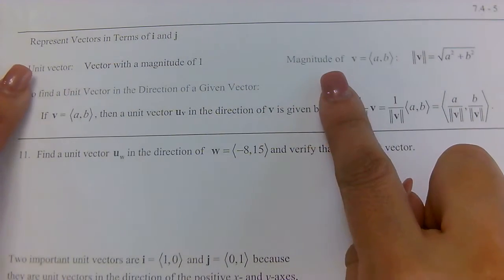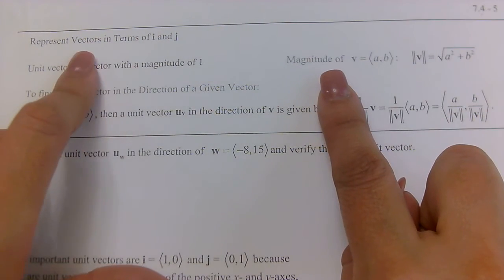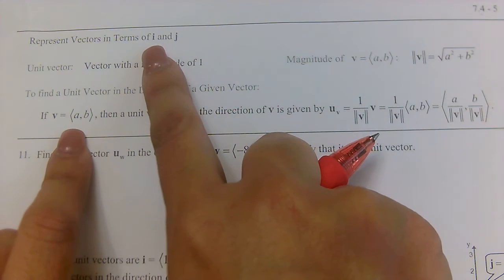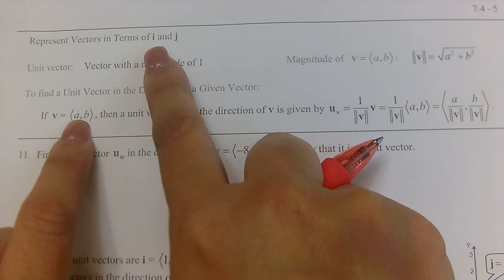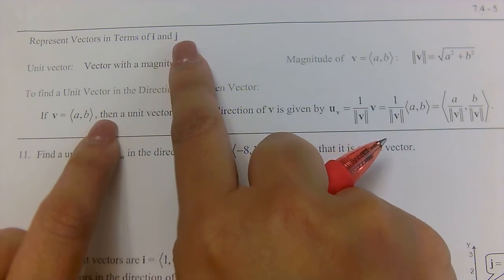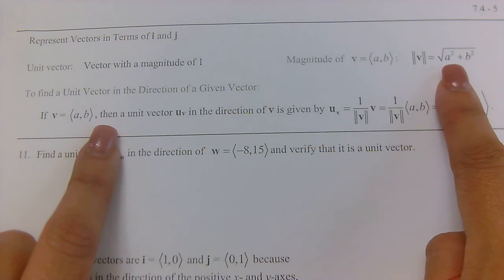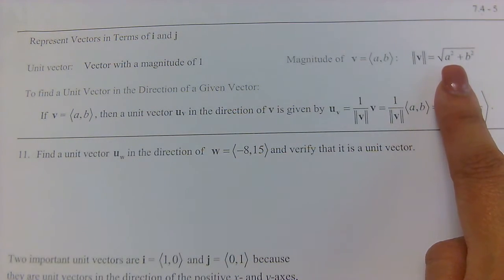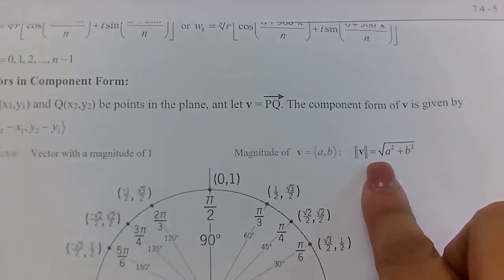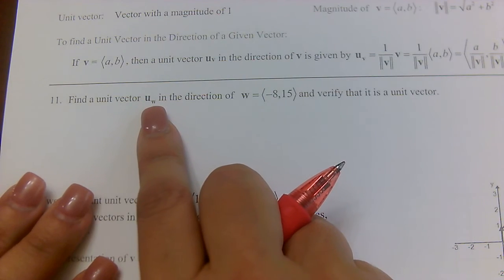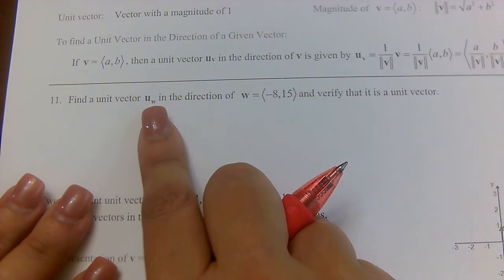On this part here, what we're talking about is when we represent vectors in terms of I and J. So what we're essentially doing is adding an I after the A and a J after the B. We'll do a few examples of this as well. Magnitude formula is here. That's also given on your formula sheet, located right here. Number 11, it says find the unit vector of W.